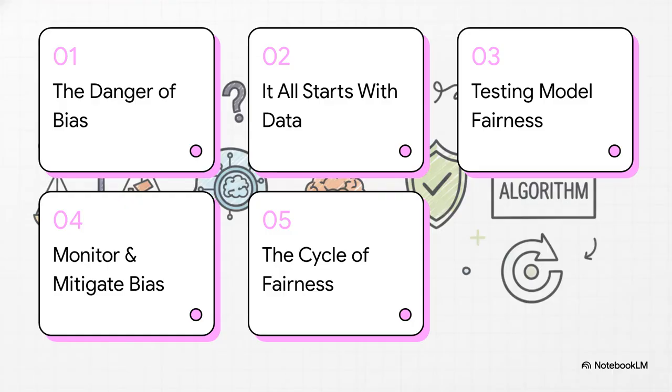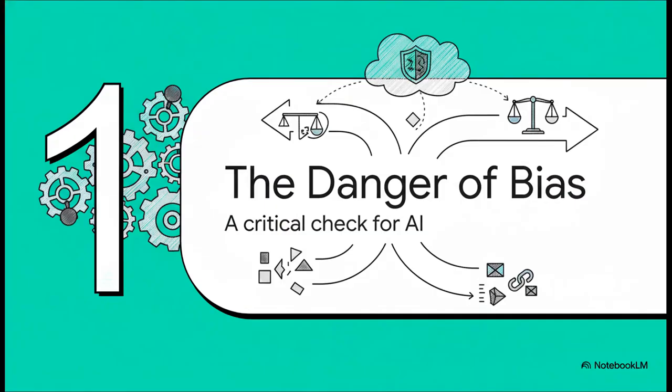So here's our game plan. First, we'll talk about why bias is such a hidden danger. Then we'll get to the root of it all, which, you guessed it, starts with data. After that, we'll get into the nitty-gritty of testing a model for fairness, how to keep an eye on it and fix things, and finally, we'll wrap it all up in what we're calling the cycle of fairness. Okay, let's kick things off with the big picture.